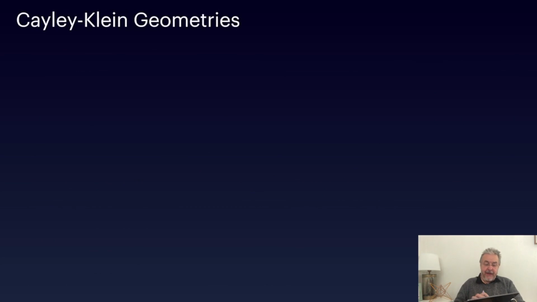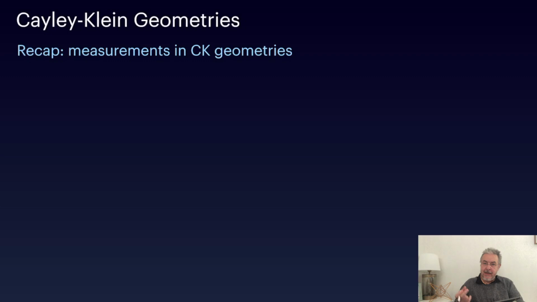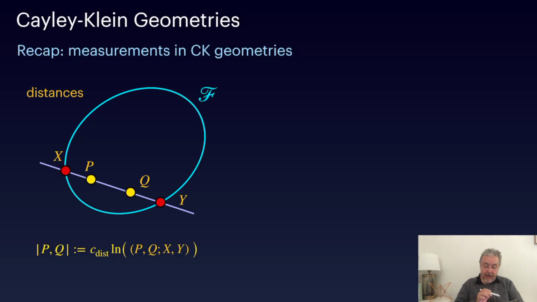Okay, second recap. How did we calculate distances and angles? This will be a really quick one. If you have a Cayley Klein geometry with its fundamental object, and you have 2 points, and you want to calculate the distance between these 2 points, you draw the join of those 2 points, you intersect it with the fundamental object, you get your 2 points x and y, and you take the cross ratio of those 4 points, take the logarithm of that, multiply it by your cosmetic constant, and get the distance of the 2 points.